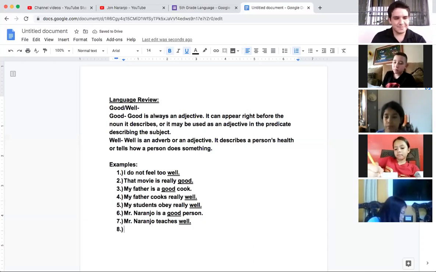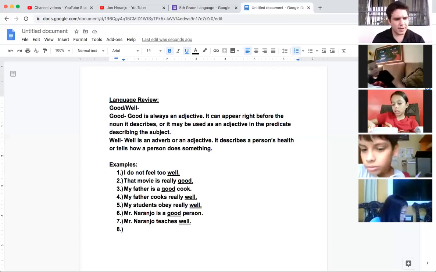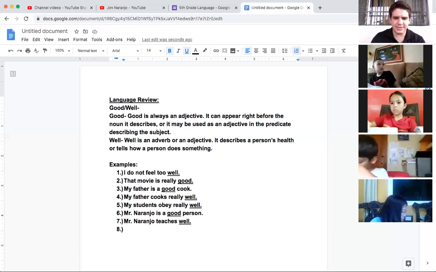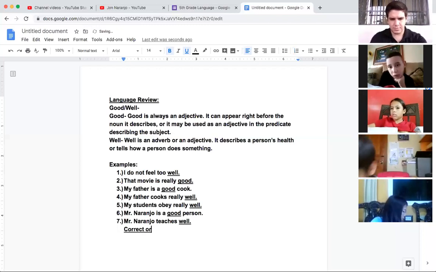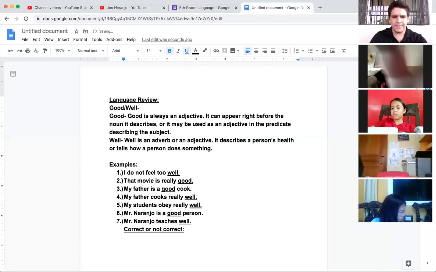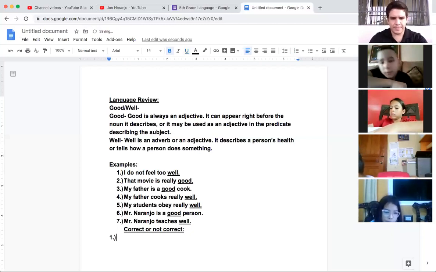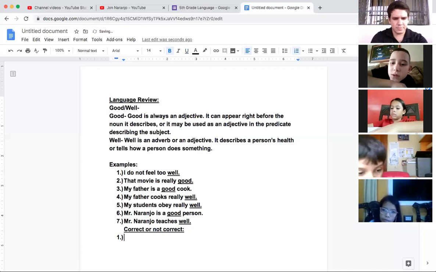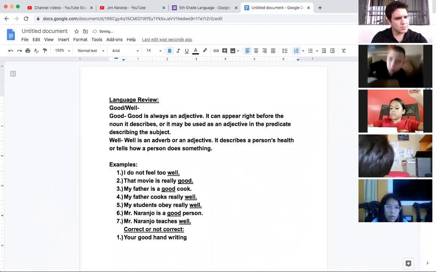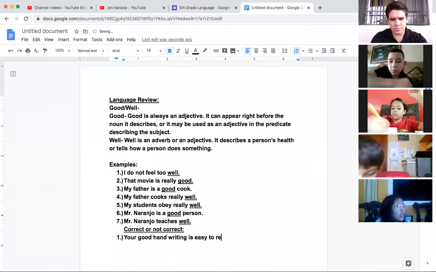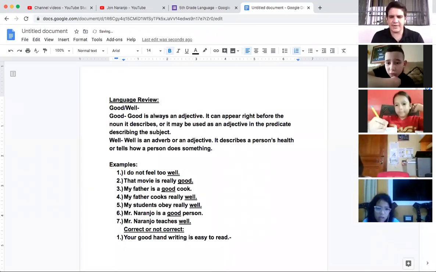Okay. And now we'll do maybe 3 more. Let's do this one. We're going to write if this is correct or not. All right. Let's see it. Correct or not correct? The good handwriting is easy to read. Is that correct or not correct?